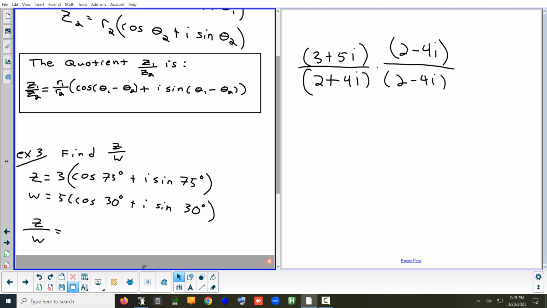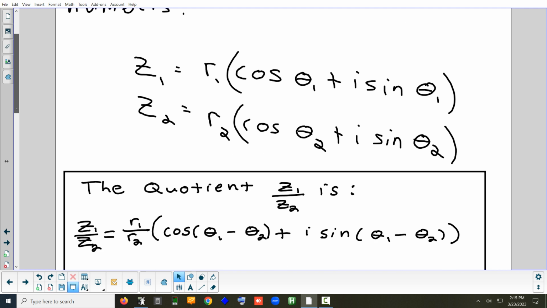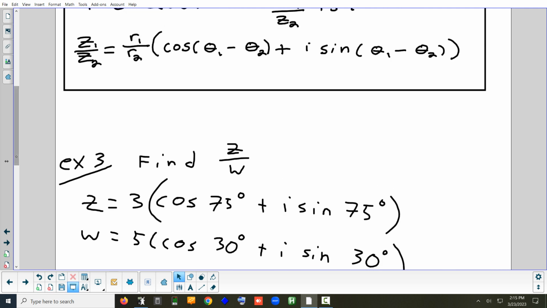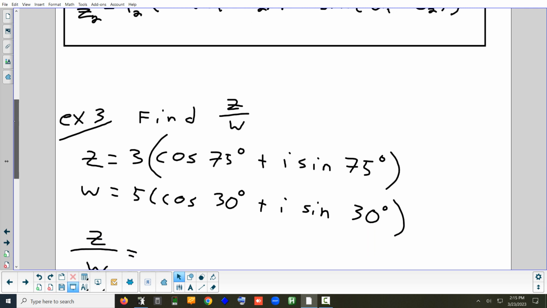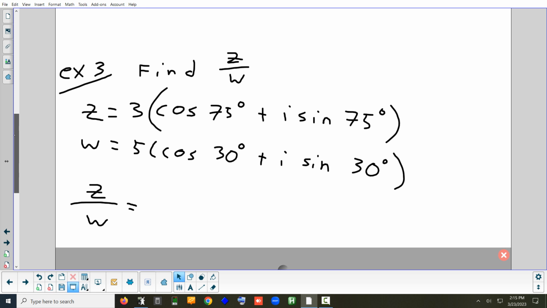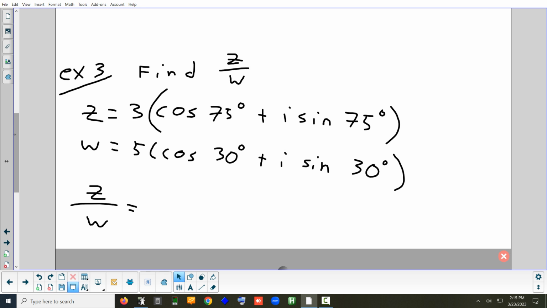So here's my two complex numbers. Make it a little easier to see. 3 cosine 75 plus i sine 75, and 5 cosine 30 plus i sine 30. And they want us to divide.